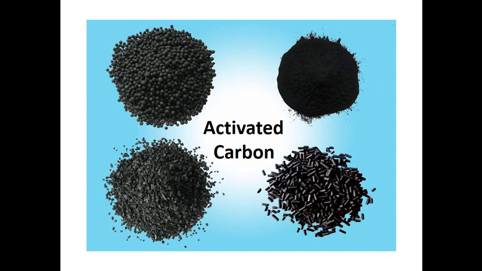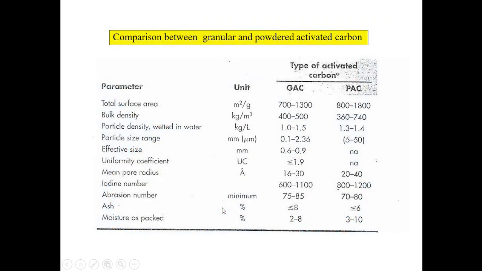These are some shapes, some types of the activated carbon. You see there are pellets here, you see the powder, which is irregular in shape, and so on. This table shows a comparison between the GAC and the PAC, the granular and the powdered. You can see, for example, the surface area is almost the same. There's no big difference. The bulk density has some difference, and the effective size, I mean the particle size range, is also different. You can compare between GAC and PAC on the other properties as well.